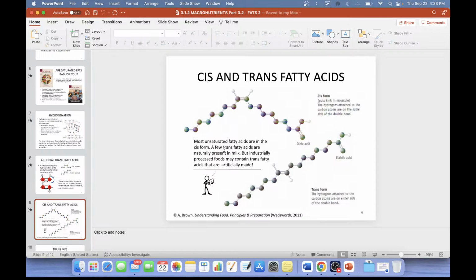And then the bottom diagram represents a trans form of fatty acid, where you can see there are two carbon atoms in the middle that are double bonded, and the two hydrogen atoms are shown attached to them but on opposite sides of the carbon chain. Okay?